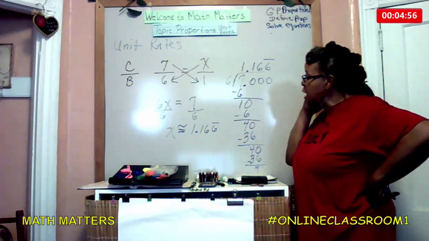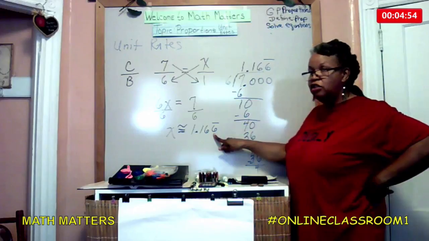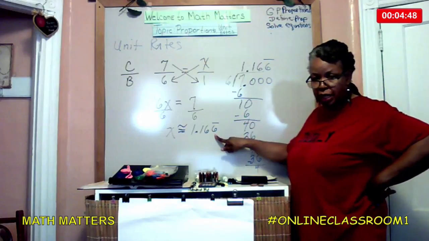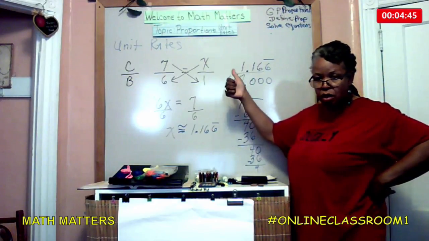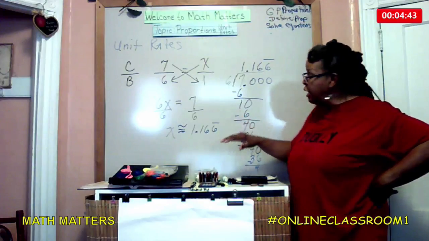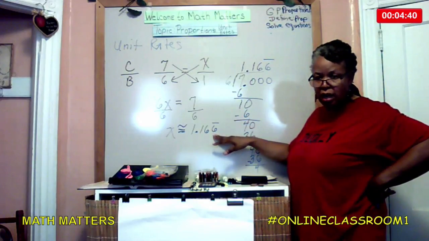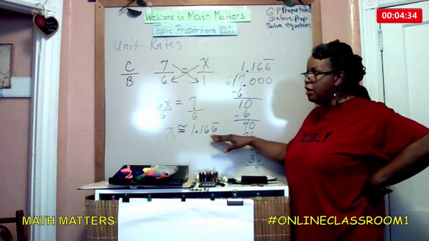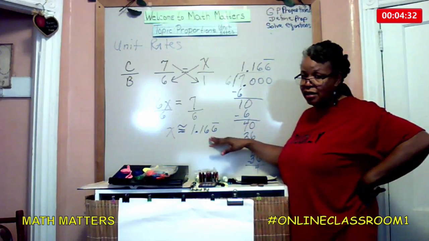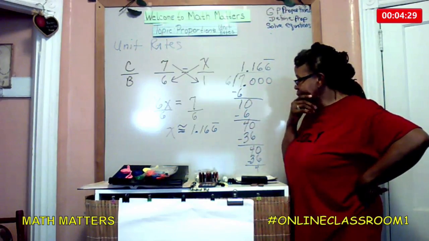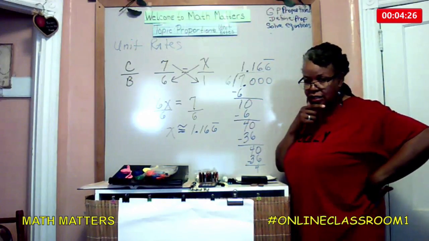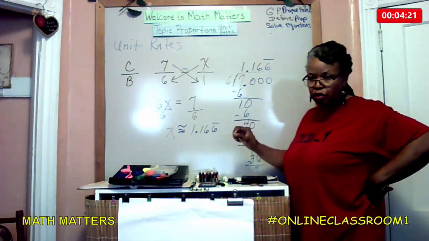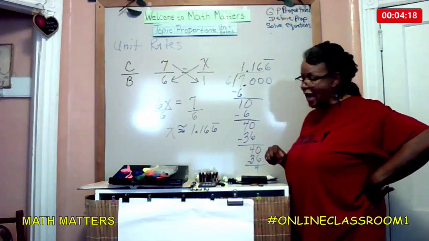Remember, when you're rounding to the nearest hundredth or nearest penny, you have to look at the third place to determine whether you're rounding up or rounding down. In this case, this 6 tells us to round up. If you have 5, 6, 7, 8, or 9, we round up. If you have 0, 1, 2, 3, or 4, you round down.